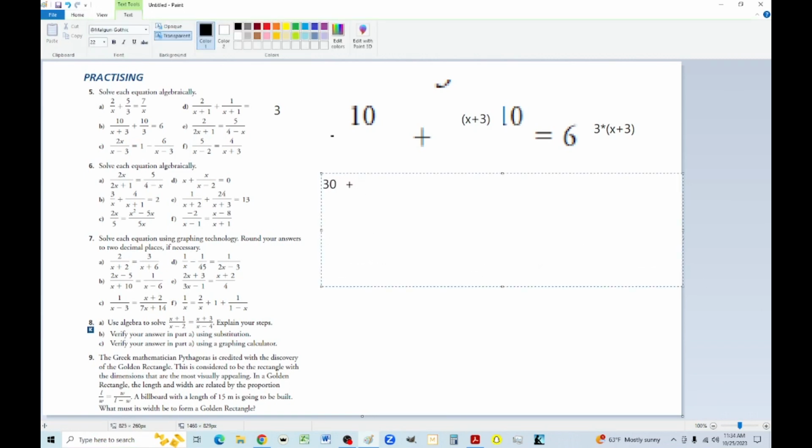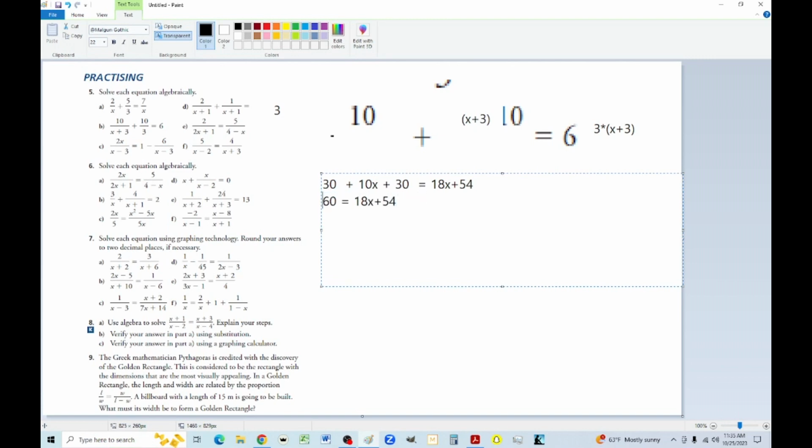plus 10 times x plus 3, which is 10x plus 30, is equal to 18 times x plus 3, which is 18x, plus 54. When I get all my x's on the same side, let's put them all on the right side. So I got 10x plus 60 is equal to 18x plus 54. The reason I put it on the right side is to keep everything positive.